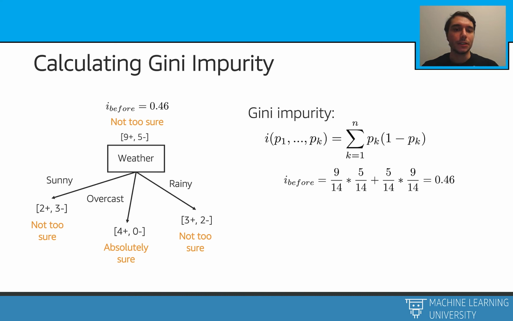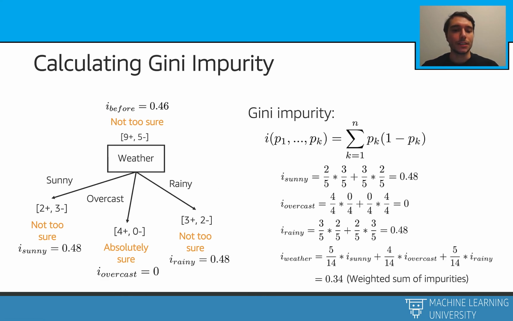Let's calculate this Gini impurity. In this feature, before the split, we have this much impurity, again using the impurity score. After the split, we have these distributions, 2 positive, 3 negative. I can calculate it like this. This one is 0. And this one is this much.